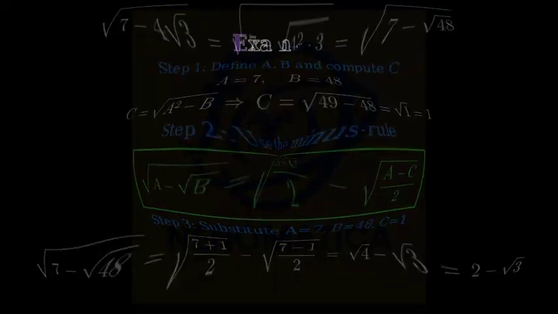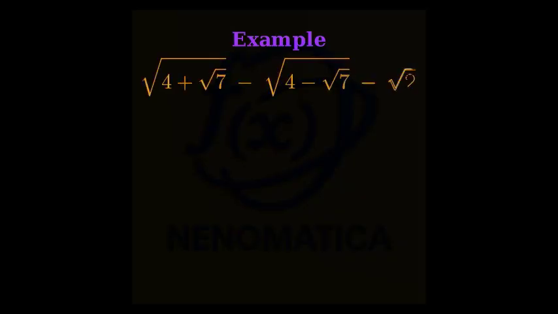Example. We will simplify the expression square root of 4 plus square root 7, minus square root of 4 minus square root 7, minus square root 2. Then we will use the standard nested radical decomposition rule step by step. Here is the key identity.